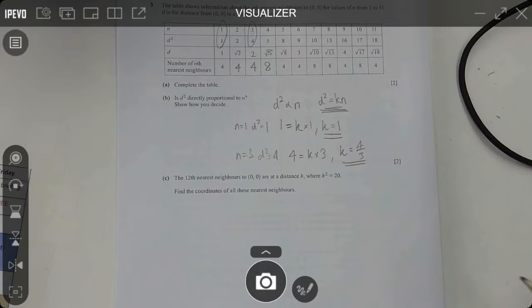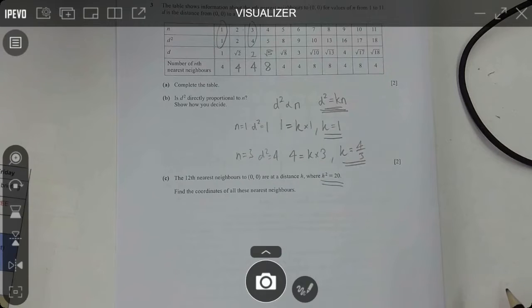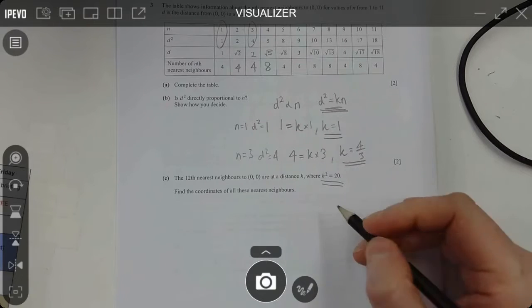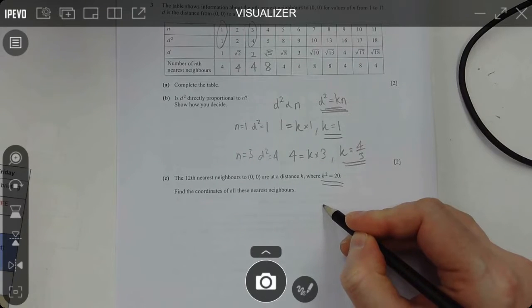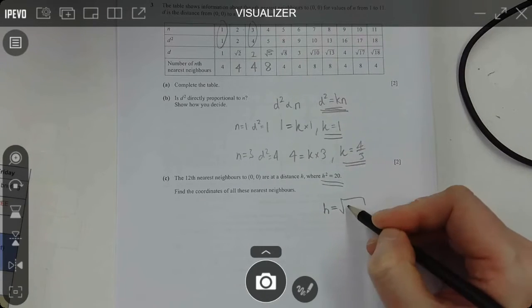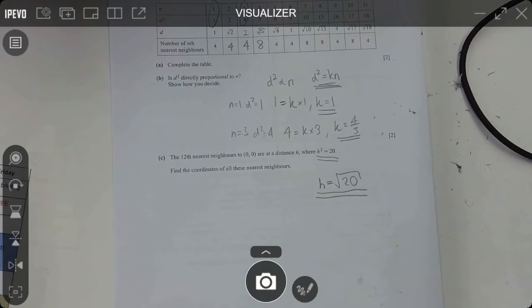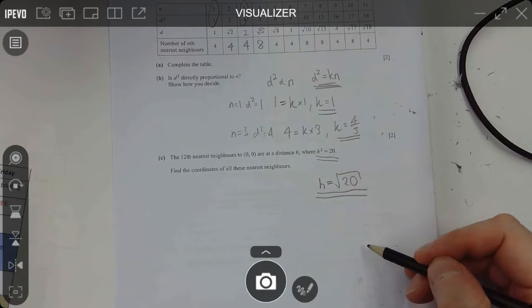Right, the next question is quite tricky. The 12 nearest neighbours to 0, 0 are a distance h, where h squared equals 20. You've got to find the coordinates of the nearest neighbours. Now remember, it represents a distance. So h squared is the square of the distance, where h is the distance. So we've got to recall where the root 20 comes from.